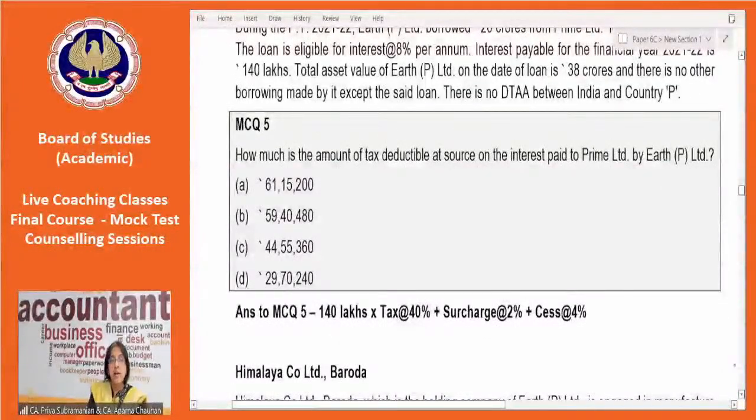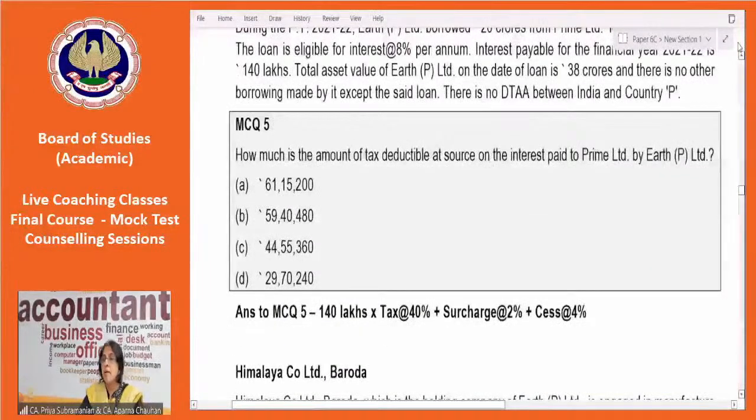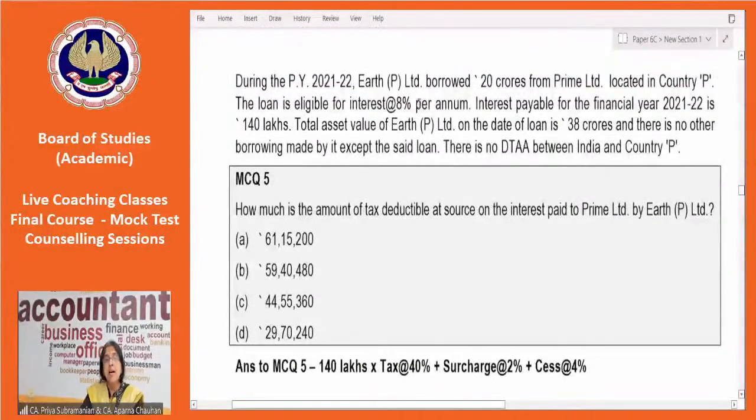Okay. Now, next one is during the previous year 21-22. Earth Limited borrowed 20 crores from Prime Limited, located in country 2. So it's a foreign country. Borrowed 20 crores. The loan is eligible for interest at 8%. Interest payable they've given for the financial year is 140. Then total asset value of Earth Limited as on the date of loan is 38 crores, and there is no other borrowing made by it except this said loan.